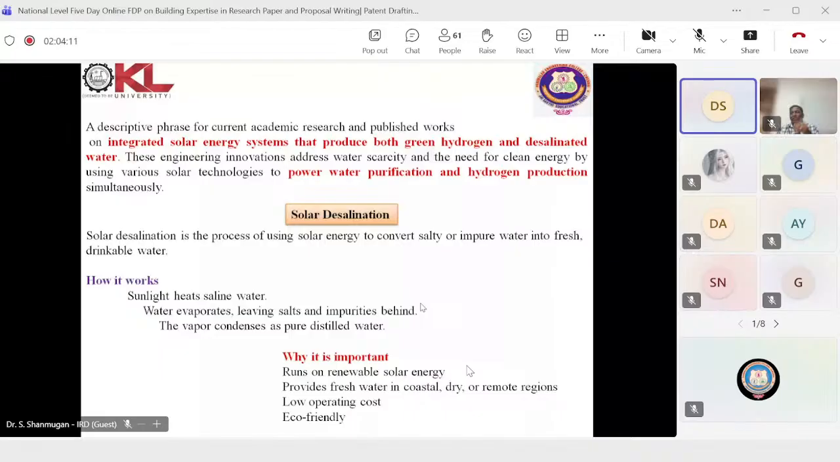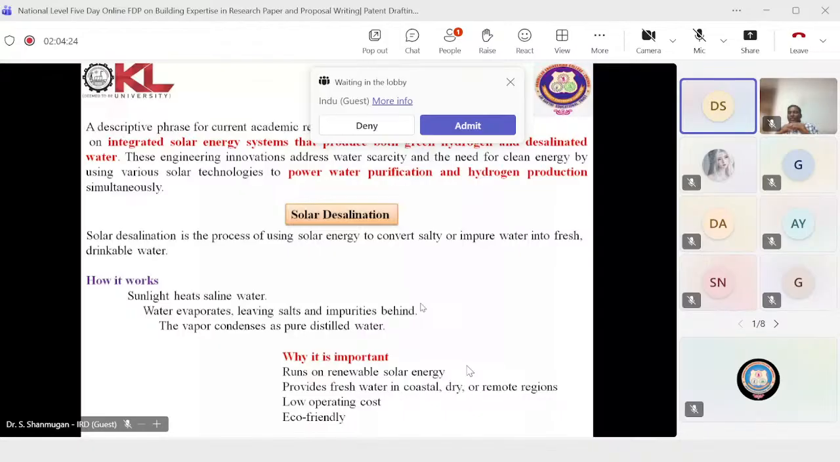Okay, that is very important. Why is it very important? Because of renewable energy, you can use solar energy to provide fresh water in coastal, dry or remote regions, using low cost, optimized and eco-friendly levels. Okay, so at this level you can approach an introduction based on renewable energy and sunlight, and improve it for your energy security.